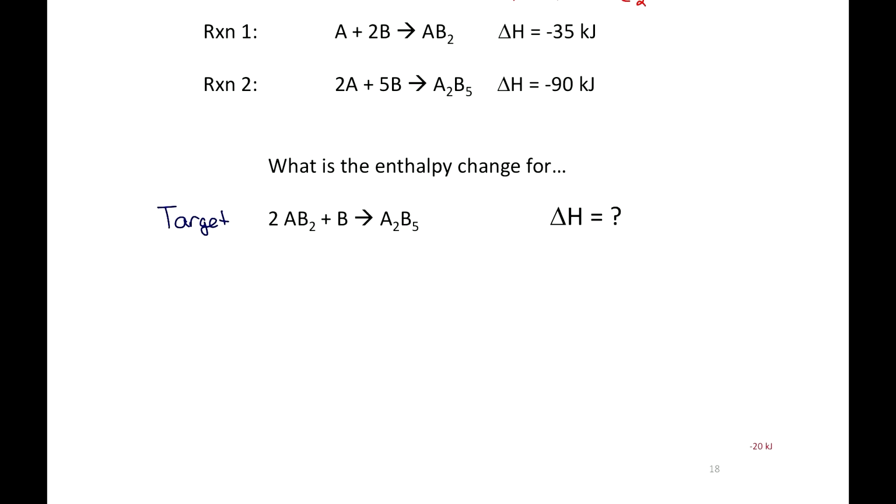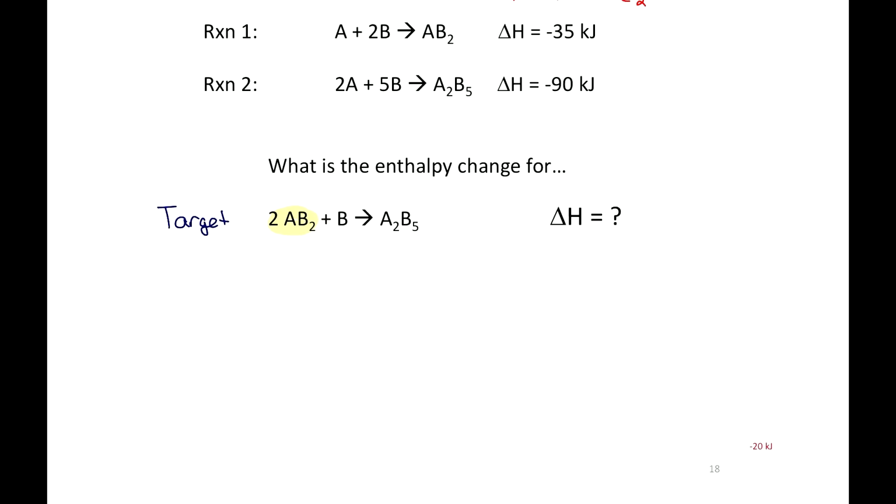Right? I want the delta H of that. So this is my strategy. Take one substance at a time and try to match the given reaction to the target reaction. So let's just look for this first substance. Let's try to get this AB2 in the right place and in the right quantity, right? So let's focus on that first substance.